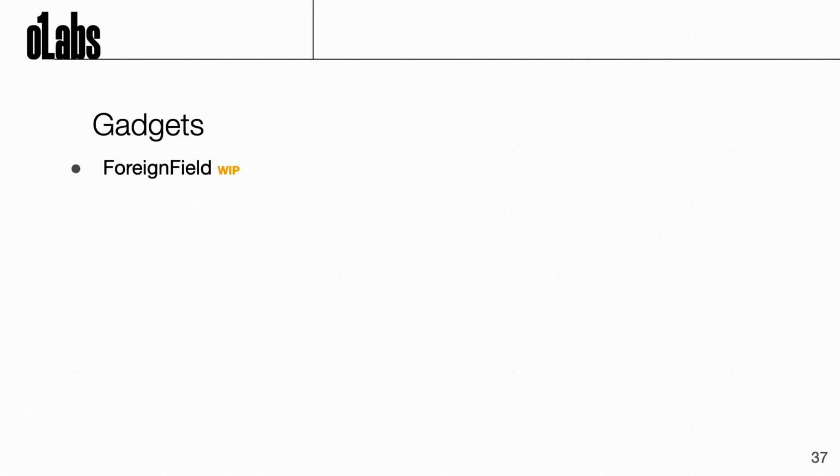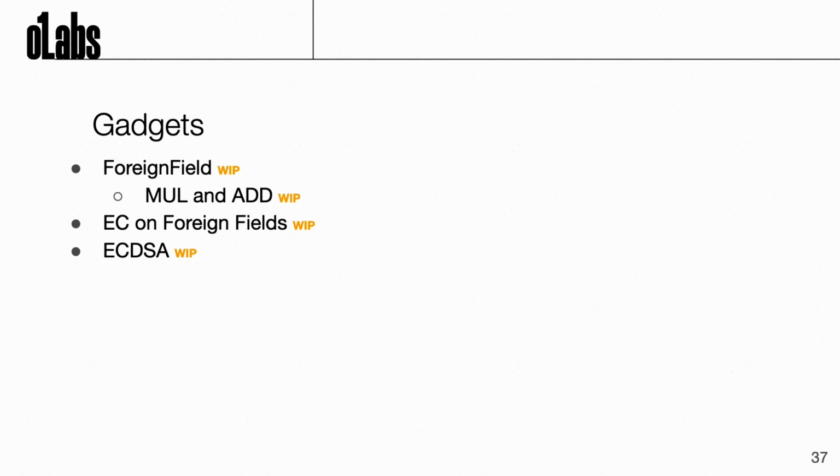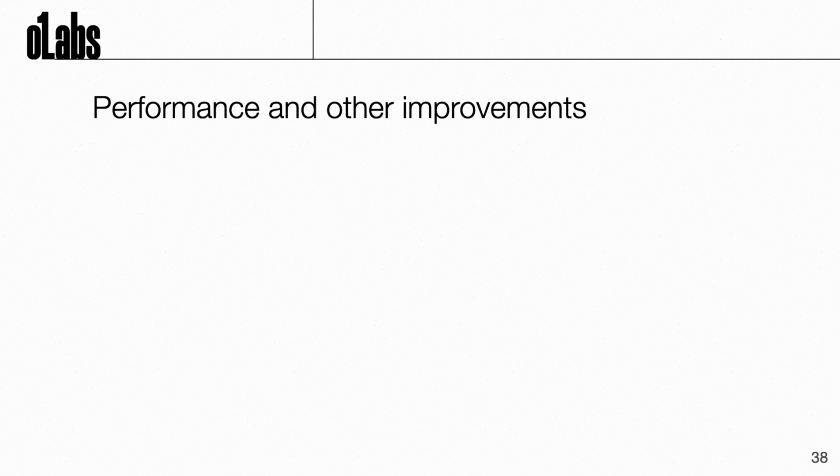There's other exciting things we're working on, foreign fields, which are work in progress, which will allow us to do foreign field arithmetic, mainly multiplication, addition, and other algorithms. With foreign fields, we will have access to foreign elliptic curves, or rather elliptic curves that are based on foreign fields. And that will then eventually unlock very soon ECDSA verification and things like that. So that's a very, very powerful primitive.